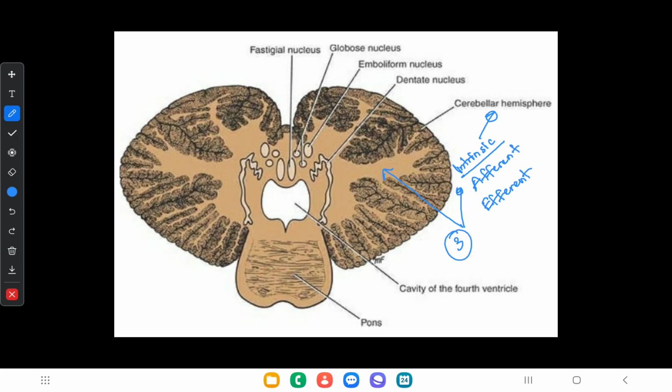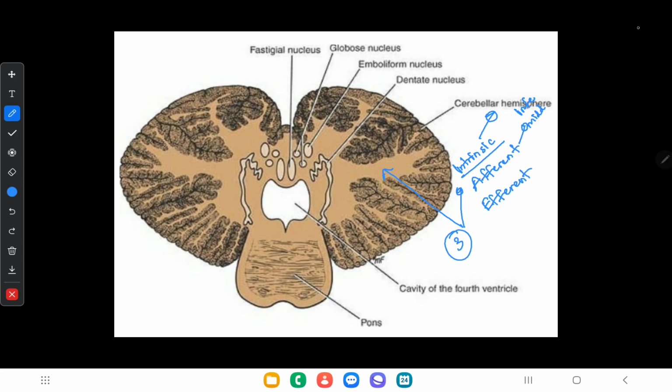But the afferent fibers form a greater part of the white matter which passes to the cerebellar cortex. They enter the cerebellum mainly through the inferior and middle cerebellar peduncles. In the cerebellum, there are three peduncles: superior, middle and inferior. Afferent fibers enter through the inferior and middle cerebellar peduncles.